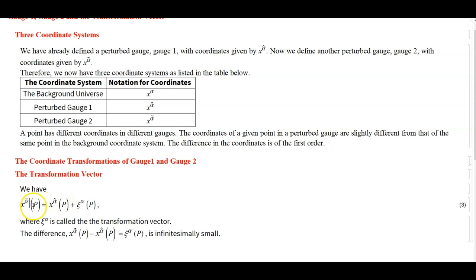So the important thing to note here is that we are taking one fixed point P in the four-dimensional space-time. So at that fixed point P in the four-dimensional space-time, this is how the coordinates will be related, and xi alpha is a four-dimensional vector.